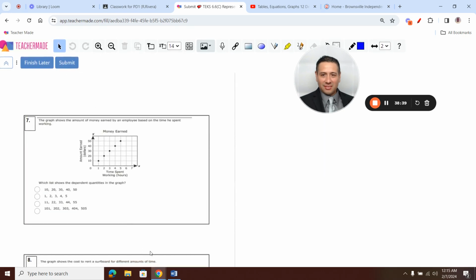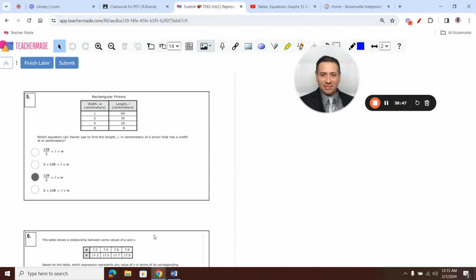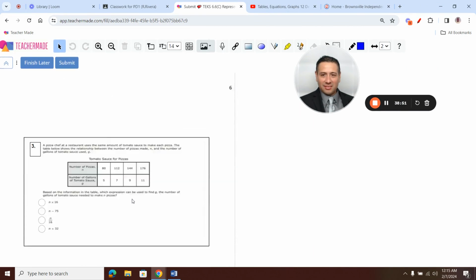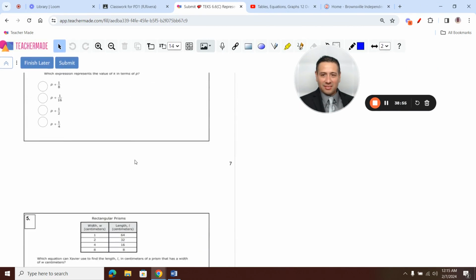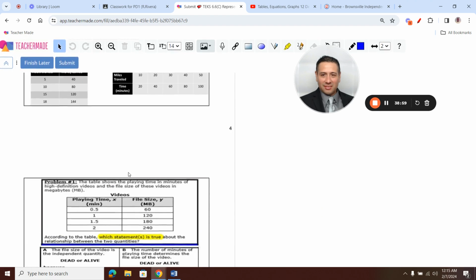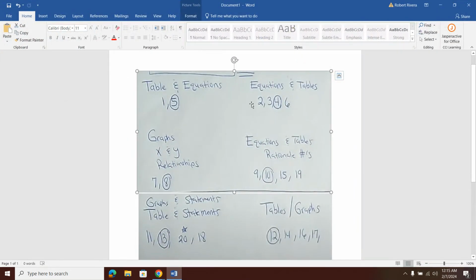Okay, so that's why it's going to be 2, 3, 4, and 6. These are almost the same thing, just so you know, it's going to be the same strategy. So on this one, I'm going to do number 4.